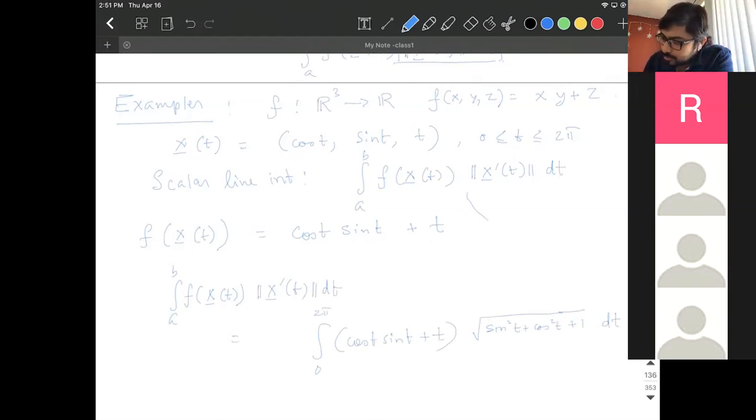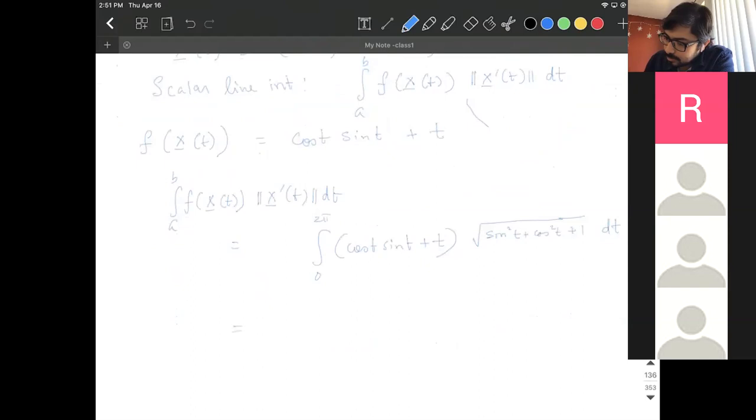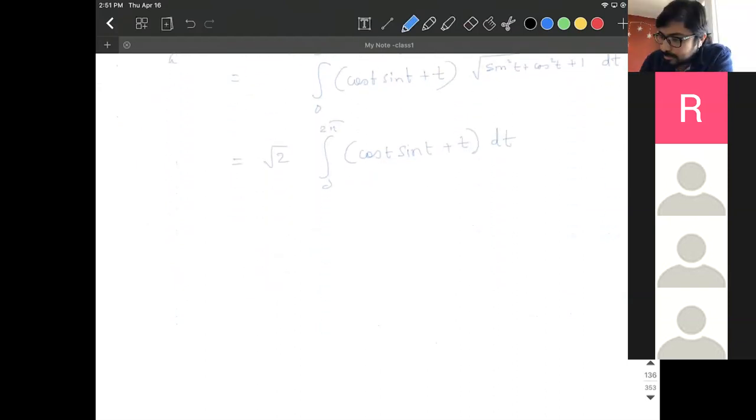And this is just root over 2. So this will come out. So this is root 2. And now it's a matter of how good you are at computing Riemann integrals. And since I'm not really good at it, I cheated and I solved this before.